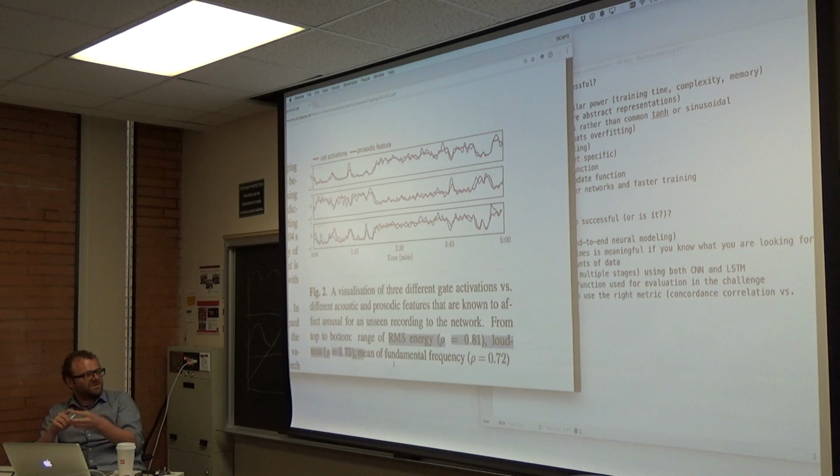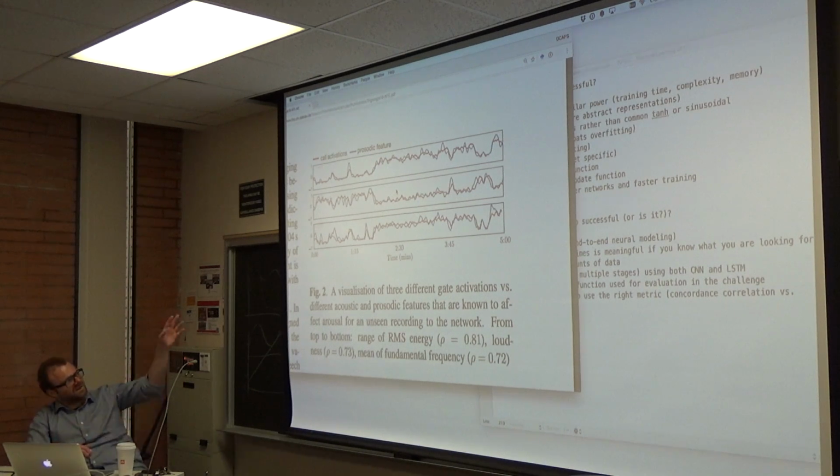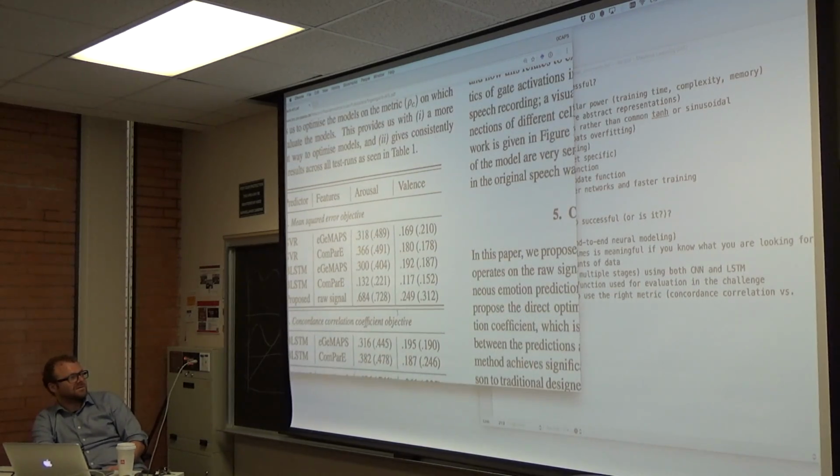So that's the difference between that, and then fundamental frequency is basically the base frequency of a signal, and how the vocal folds are vibrating. And so yeah, these are the cell activations. They're trying to investigate what part of the network learns what feature, or whether it is related to a certain feature. And they find this kind of interesting result. And again, all of these signals here are very strongly correlated with arousal.